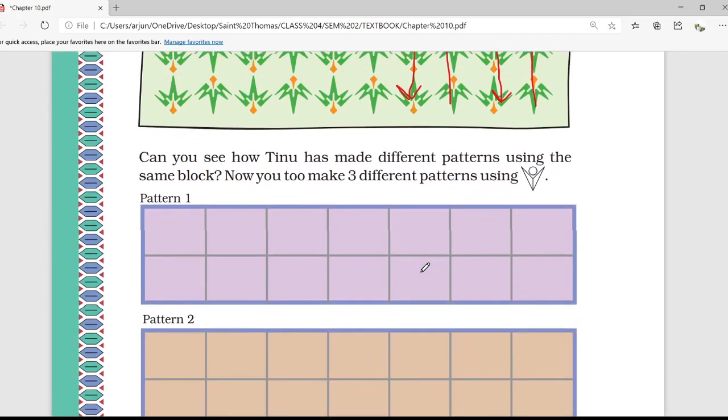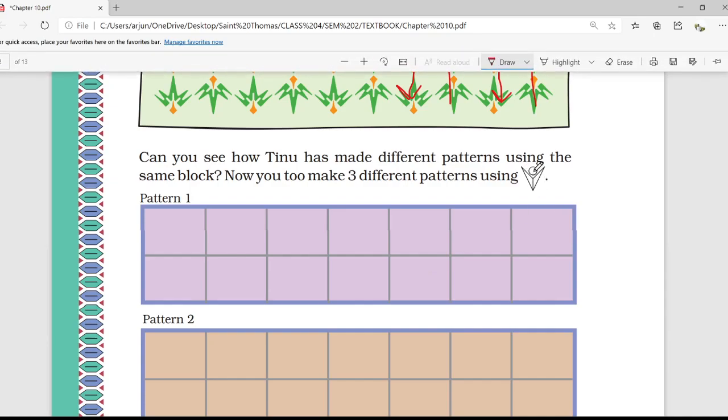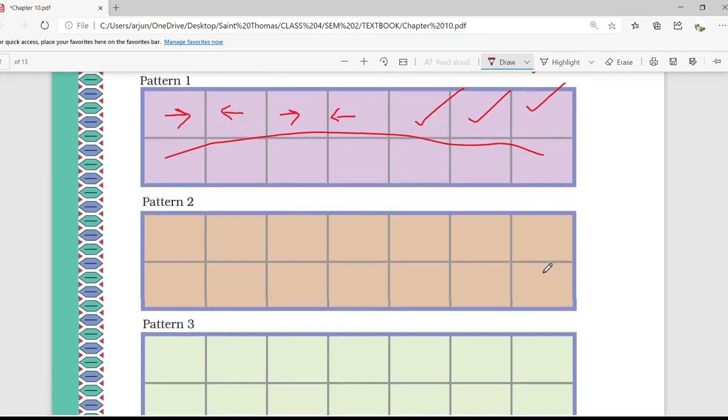Can you see how Tinu has made different patterns using the same block? Now you make three different patterns using this one. Consider this like this way. If you wish, you can draw it in your homework also, and place it somewhat like this, here also. Then follow these steps in all these blocks. Follow this pattern in these boxes also.